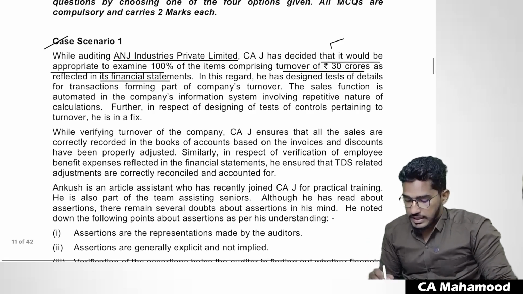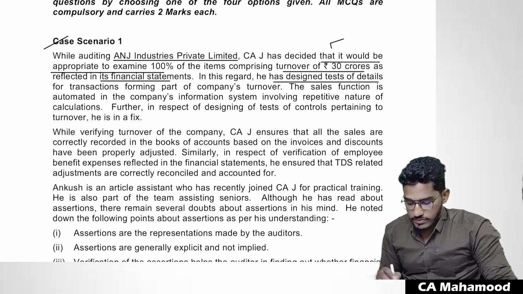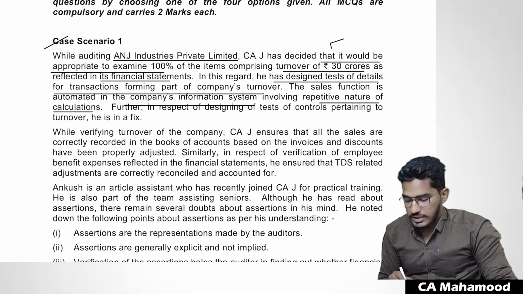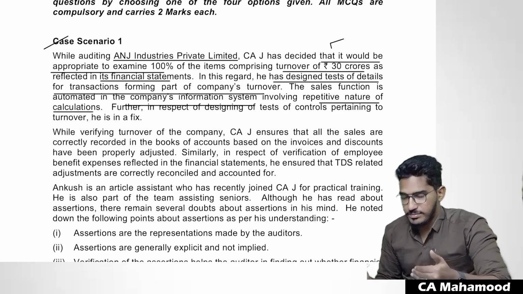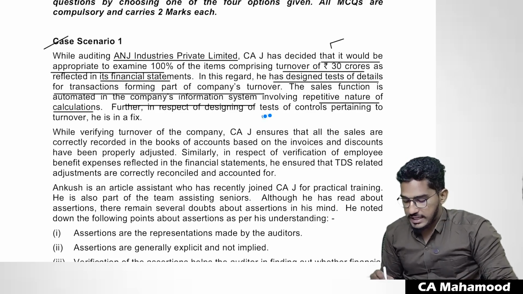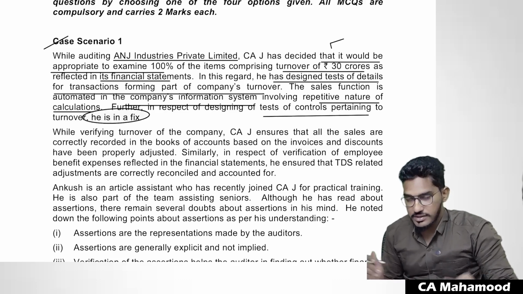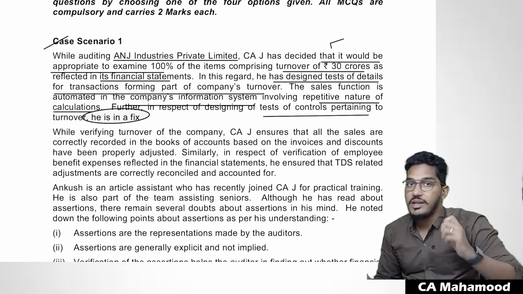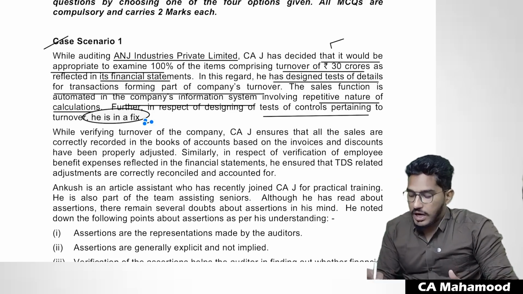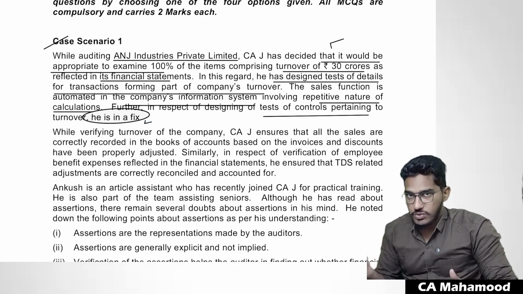So whatever it is, when it comes to the sales, he decided that he will try to verify 100% of the transactions. In this regard, he has designed the test of details for transactions forming part of company's turnover. The sales function is automated in the company's information system, involving repetitive nature of calculations. So whatever sales the company is doing, they have automated it. Further, in respect of designing of test of controls pertaining to turnover, he is in a fix. See here, sometimes they will try to test your English vocabulary as well. He is in a fix means he is in a dilemma. How to perform test of controls, he is in a dilemma.